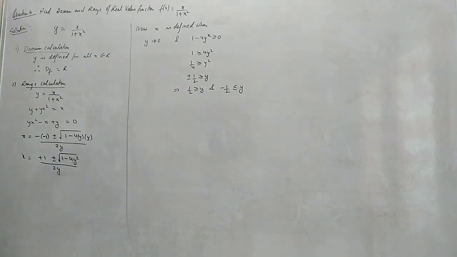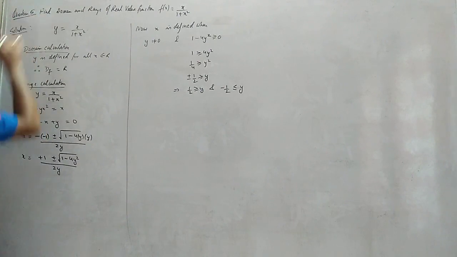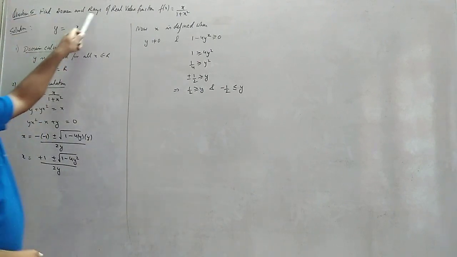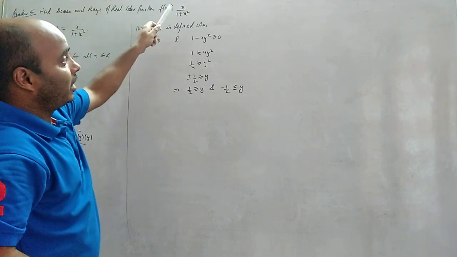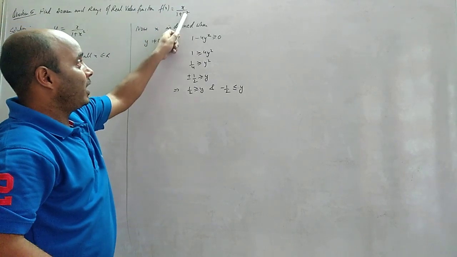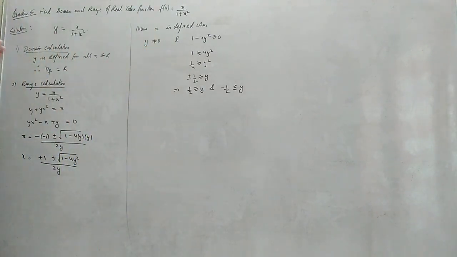Okay. Question number 5. Find domain and range of real value functions f of x equals x by 1 plus x square. Again, it's a different type. See, x power 1, x power x square, they are different now. So the problem will come in range calculation. So solution starts from y equals x by 1 plus x square.